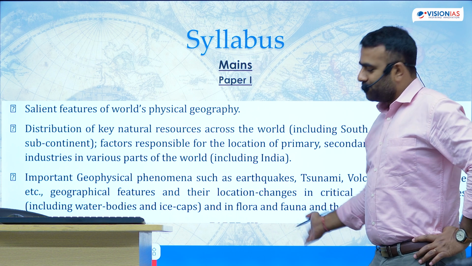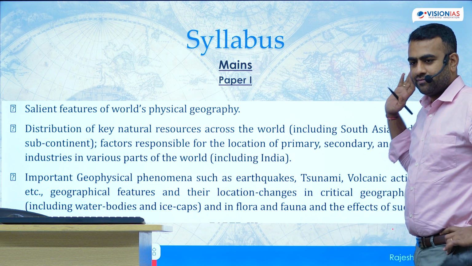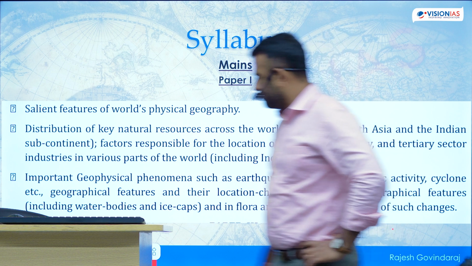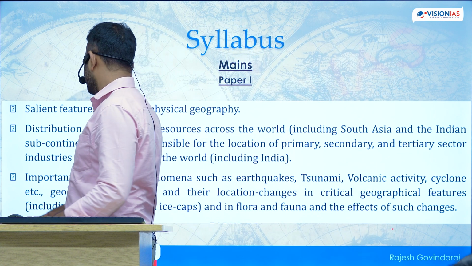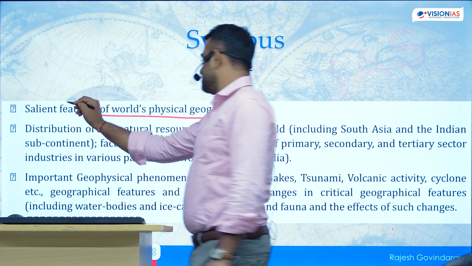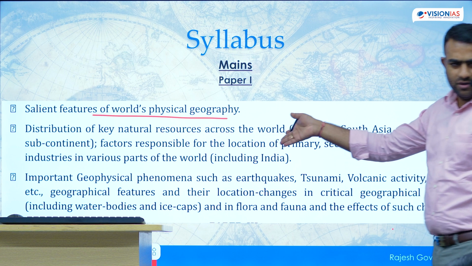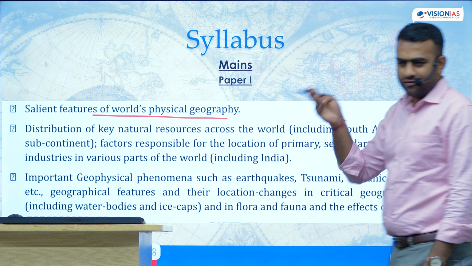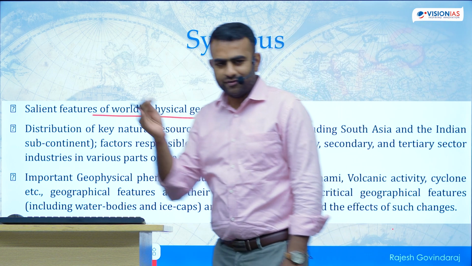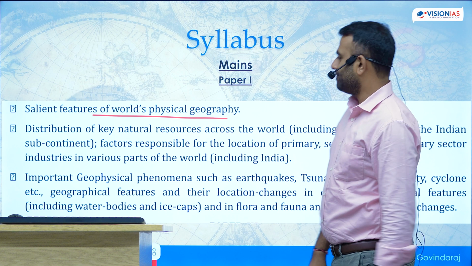In that there are 3 topics of geography mentioned. These are the 3 areas of geography which are mentioned here. Let's just briefly go through this. Salient features of world physical geography. The same thing which I told you. World physical geography includes geomorphology, climatology, oceanography, biogeography and environmental geography.